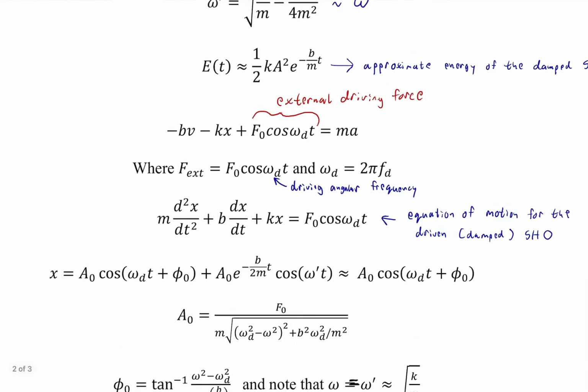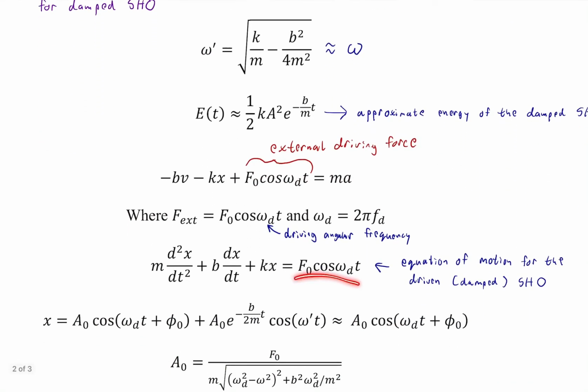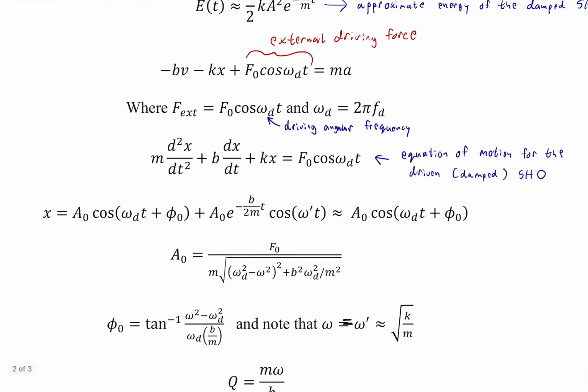The way we write it, unlike all of our other differential equations, which are our equations of motion, we're not setting it equal to 0. Instead, we're setting it equal to the driving frequency. And it turns out the solution to this differential equation is even more complex. It's got two terms. It's got an initial term, and then it's got a separate term.